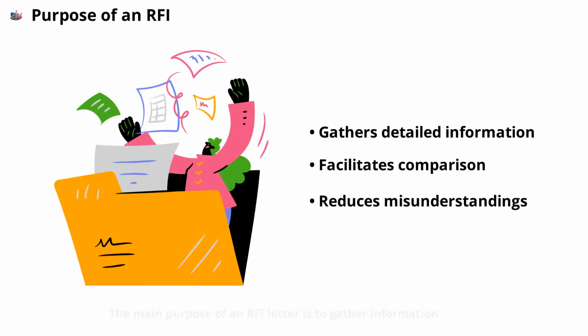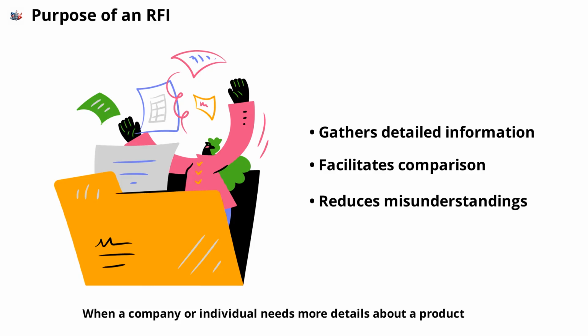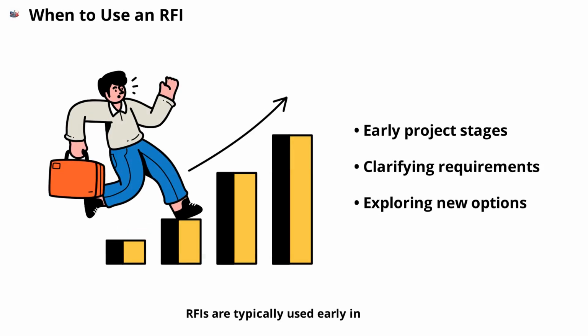The main purpose of an RFI letter is to gather information. When a company or individual needs more details about a product, service, or process, an RFI helps bridge the knowledge gap. It allows the requester to ask targeted questions and receive structured responses. This process is especially useful when comparing multiple vendors or solutions. By collecting consistent information from different sources, decision makers can evaluate their options more effectively and avoid misunderstandings down the line. RFIs are typically used early in the procurement or project planning process.